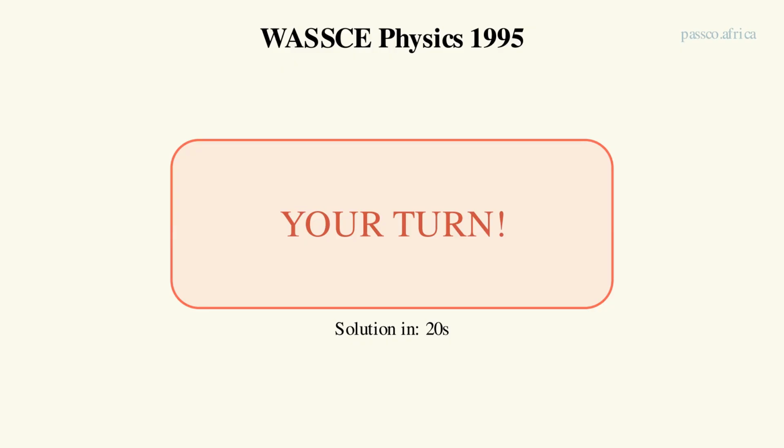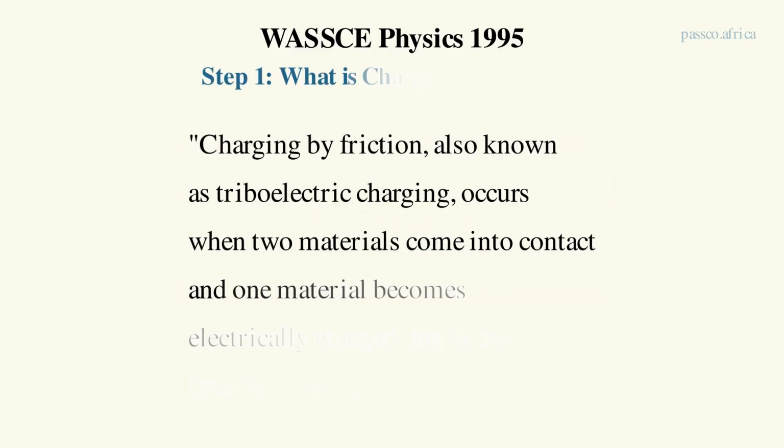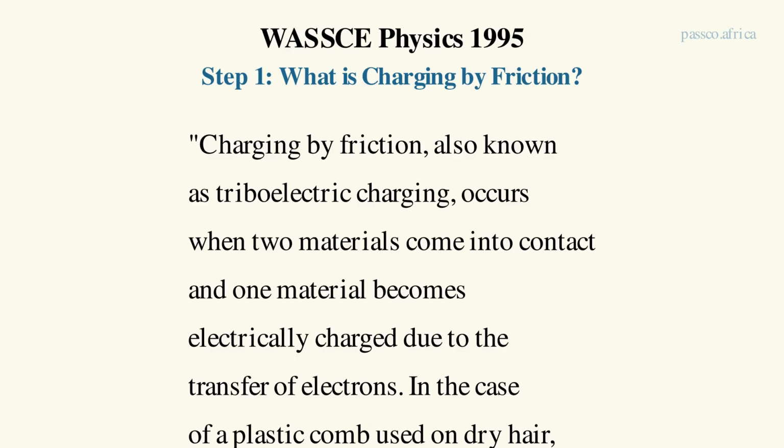Step 1. What is charging by friction? Charging by friction, also known as triboelectric charging, occurs when two materials come into contact and one material becomes electrically charged due to the transfer of electrons. In the case of a plastic comb used on dry hair, the comb becomes positively charged, while the hair becomes negatively charged.